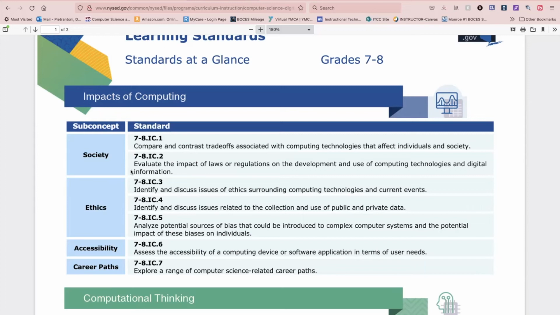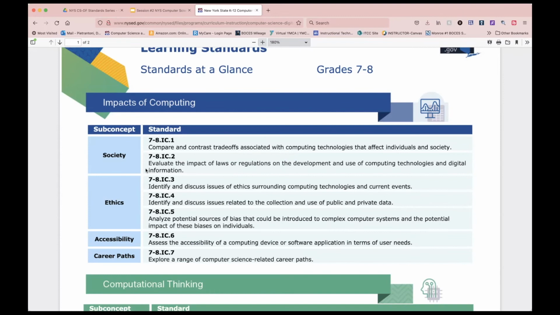Have conversations with your learners, maybe create a presentation, maybe have some students talking about regulations and laws and how that impacts end users and companies. I mean, there's a lot of different ways that we can integrate these standards into our learning experiences.